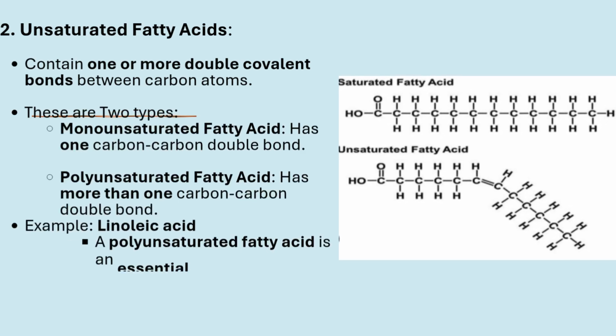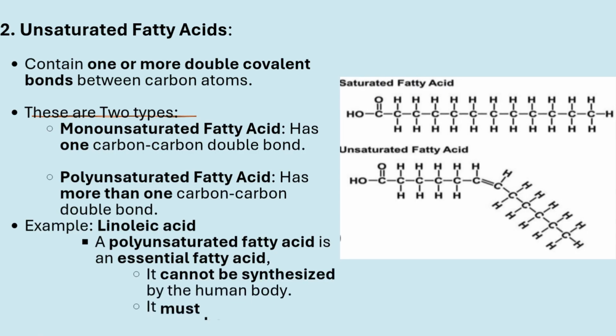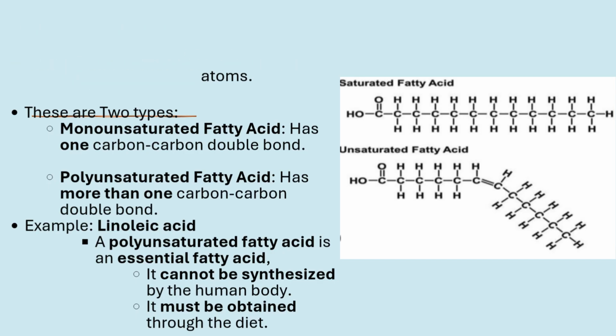2. Unsaturated fatty acids contain one or more double covalent bonds between carbon atoms. These are two types. 1. Monounsaturated fatty acid has one carbon-carbon double bond. 2. Polyunsaturated fatty acid has more than one carbon-carbon double bond. Example, linoleic acid. A polyunsaturated fatty acid is an essential fatty acid. It cannot be synthesized by the human body. It must be obtained through the diet.